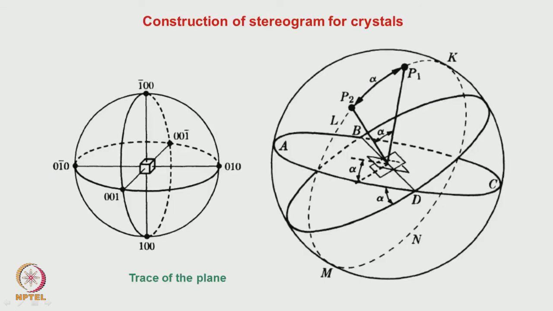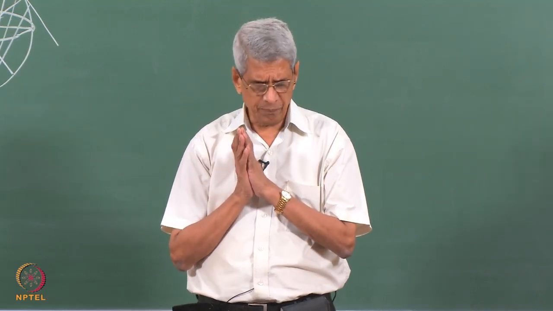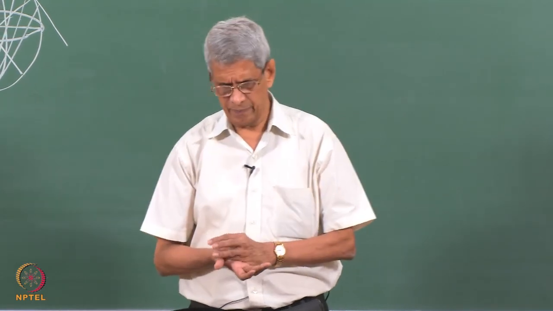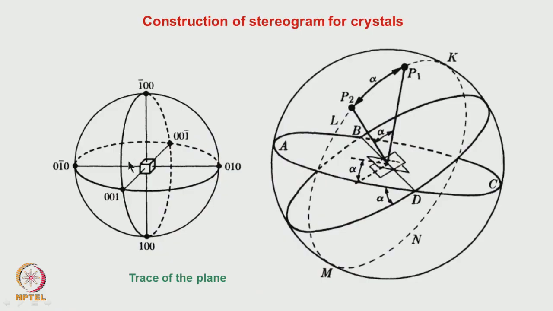Having learned so far how to measure angles under different circumstances, let us look at how a stereogram can be constructed for a crystal. Here, if you see, this is a sphere in which a cube of a crystal is kept. We can assume this cube to be maybe a simple cubic structure, with that center at the center. All the plane normals are drawn from the various cube surfaces.